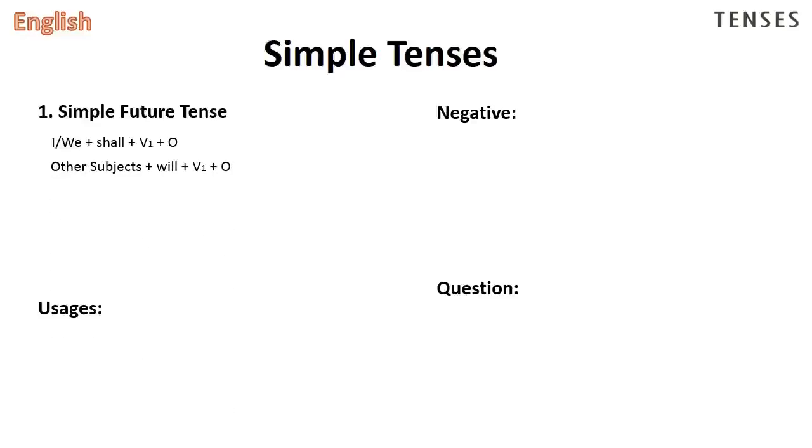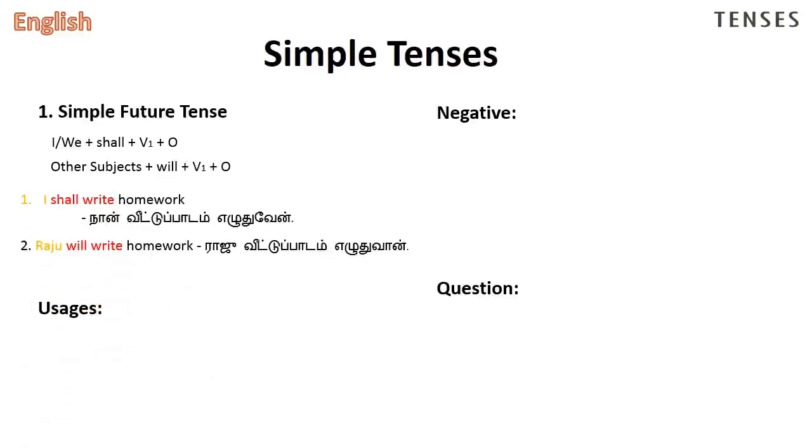Okay, now come to the negative side. I or we shall not, அந்த shall கூட not போடுறோம். Other subject will not, அந்த will கூட not போடுறோம். Can you understand? It will be very easy for you because in the previous one we had divided and we had some extra words called do, did, does and all. But here we are not going to add any extra words, but with the will and shall we use not. Okay. For example, it is used in the sentence.